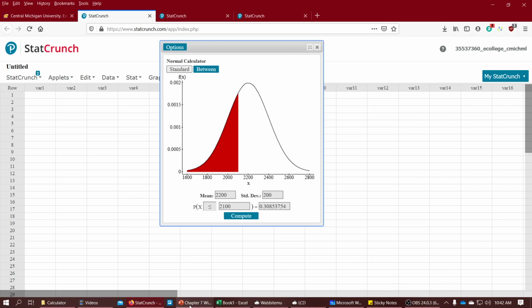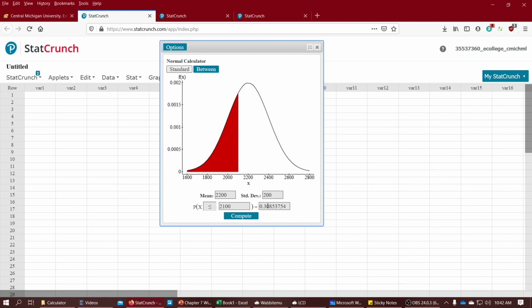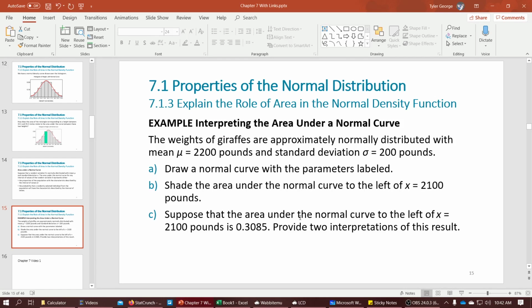So the last question here is, suppose that the area under the normal curve to the left of x was 0.3085. And actually, because I use StatCrunch, we can see it actually is 0.3085. So it's not just suppose. Sorry about that, that was the wrong click there. And so, how can we interpret that?